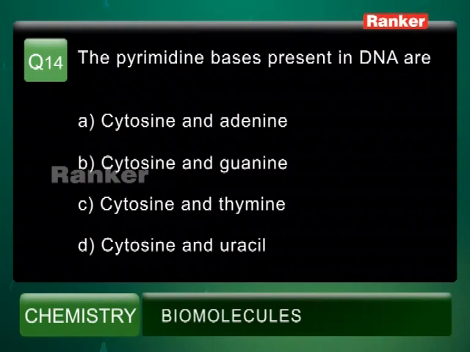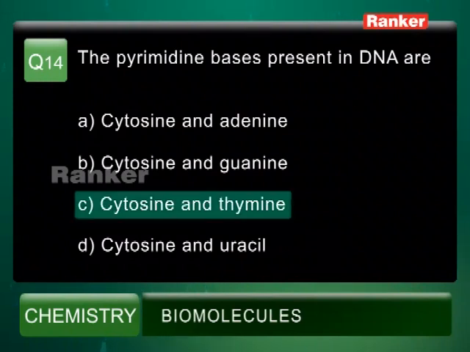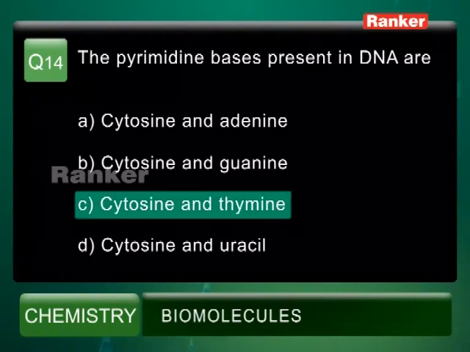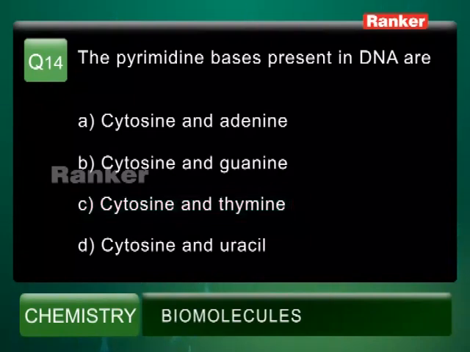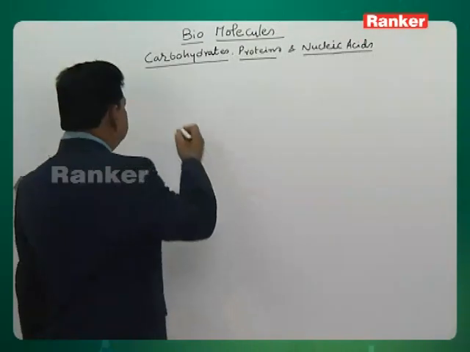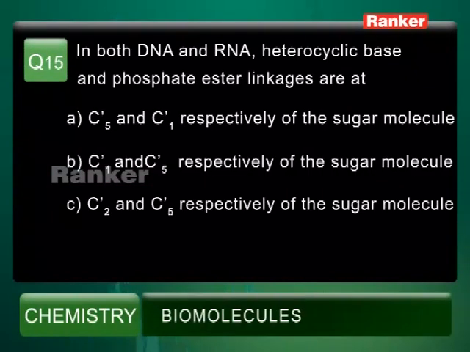Okay. So therefore, if you see cytosine and adenine, that's the wrong answer. Cytosine and guanine is also a wrong answer. Cytosine and thymine, C and T will be there in the DNA. So therefore, answer C will be the right answer. So only from the pyrimidines, cytosine and thymine are the right answer. So let us see question number 15.